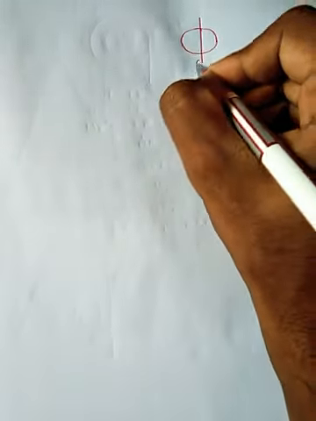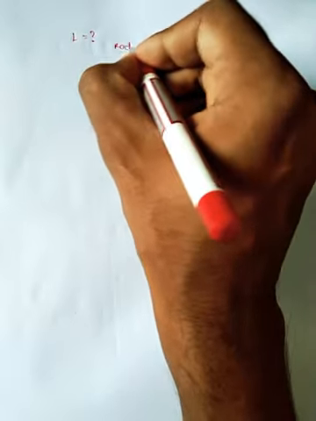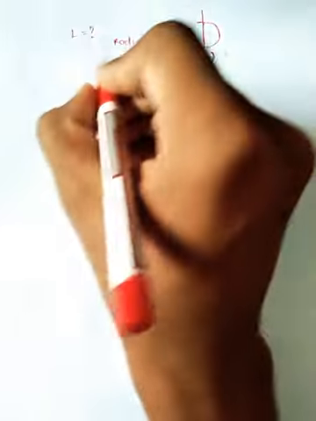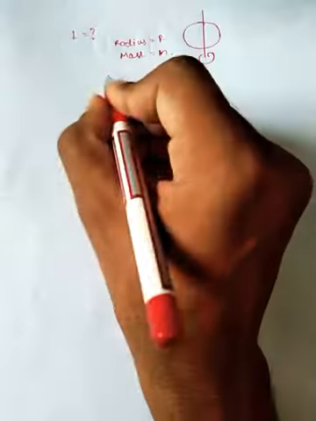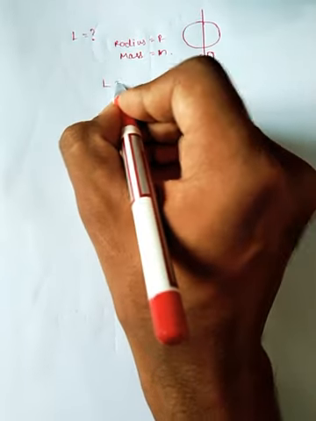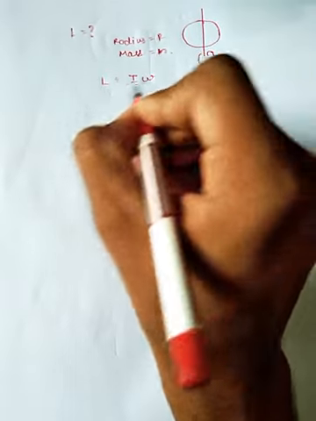Assuming this to be a sphere rotating along its axis, I need to find the angular momentum. This was the question: given that the radius is r and the mass is m, find the angular momentum about the axis of rotation. We already know the formula for angular momentum is I into omega.